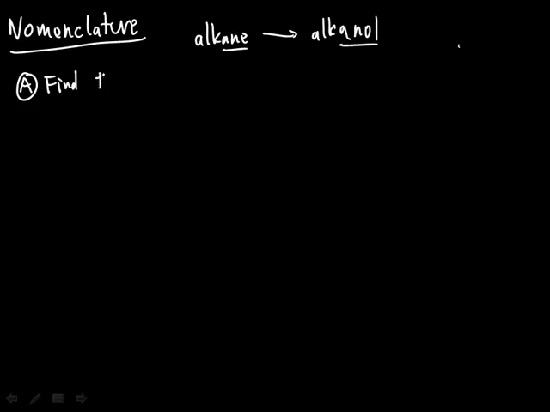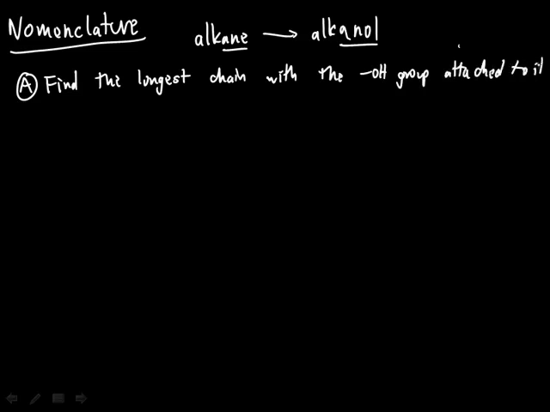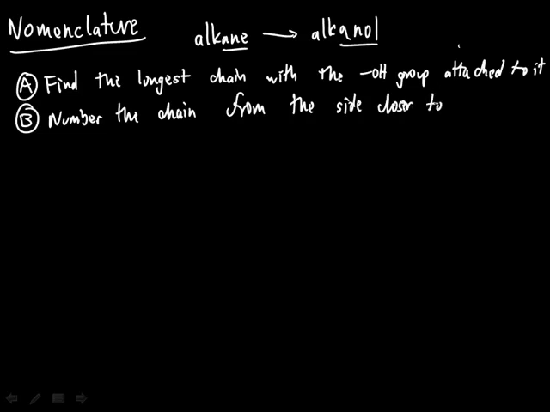The first one is find the longest chain with the OH group attached to it. After that, the chain should be numbered from the side closer to the OH group. And finally, the substituents are attached.